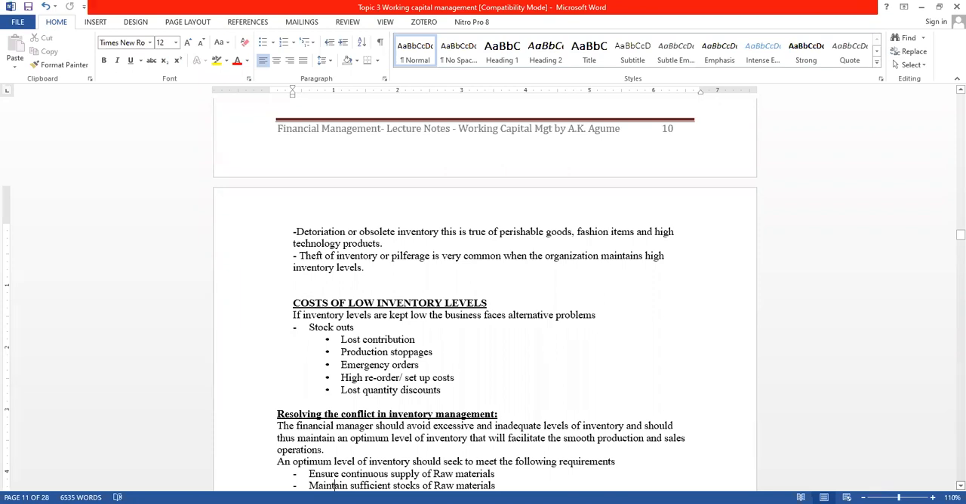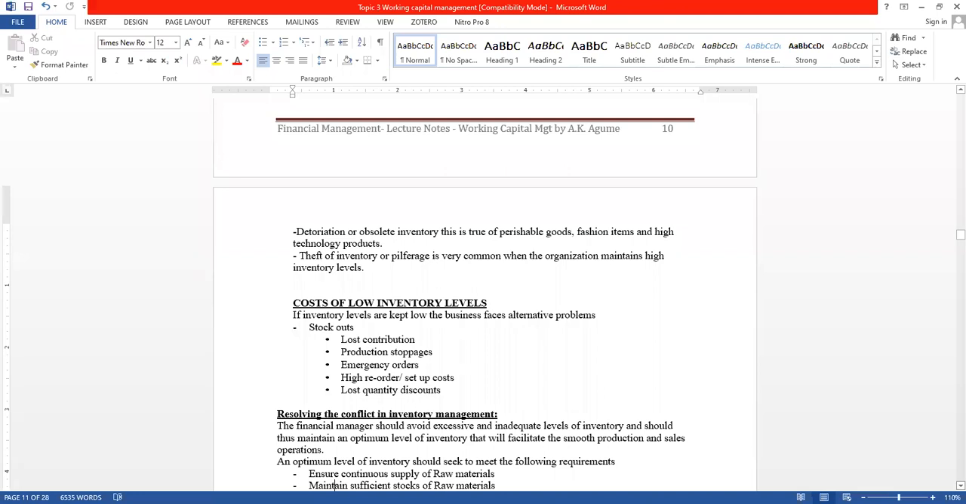Then there are high reorder or setup costs. And then there is also a possibility that you will lose discounts, especially where they give quantity discounts, especially if you are purchasing at low levels, meaning that you may not enjoy the advantages of bulk buying. So those are some of the costs of low inventory levels.